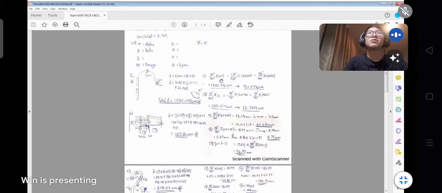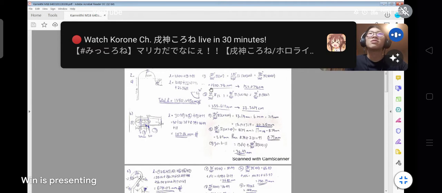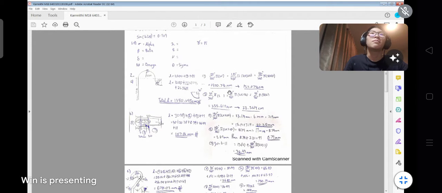So I put all the numbers together. Sigma is 180 degrees, r is 500. So I put that together and I get 1570.796 millimeters. But this is millimeters. This is centimeters. So 1200 is centimeters, but what I got here is millimeters. So I have to convert that to centimeters, which is 157.0796. Sorry.